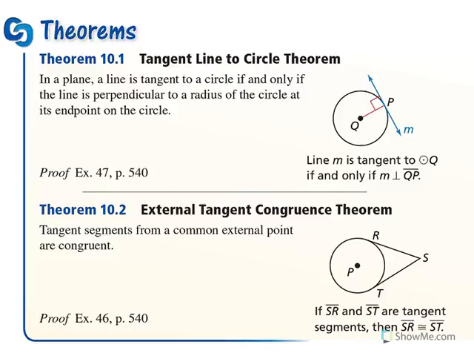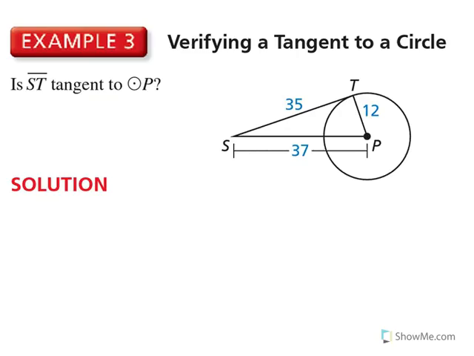So now we're going to get back into some solving. In this first theorem that we have, the tangent line circle, it tells us that a line is tangent to the circle if and only if it's perpendicular to the radius that would go out to that endpoint. And so it just makes that right angle there with the radius. And then we also know that the tangent segments from a common external point are congruent.